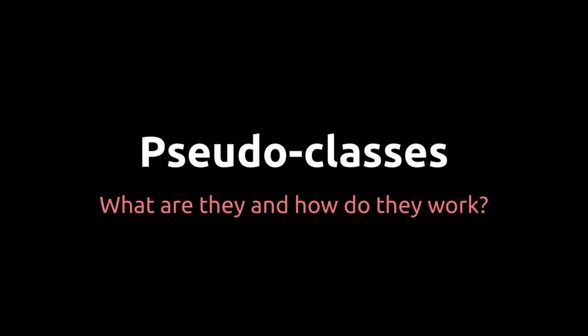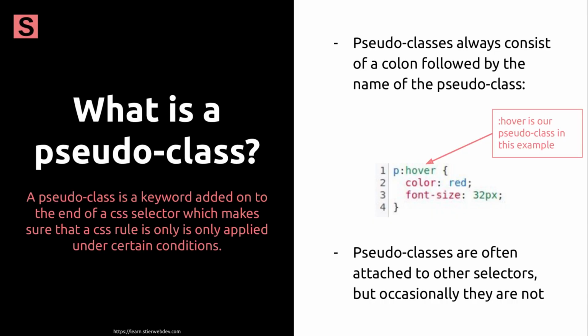In the previous lessons, we learned about basic CSS selectors and combinators. Now we need to understand pseudo-classes and how they can work together with the selectors and combinators that we already know. A pseudo-class is a keyword added to the end of a selector which makes sure that a CSS rule is only applied under certain conditions. These conditions are usually based on user input or the position of an element in the HTML document.